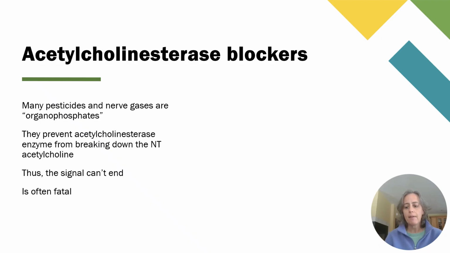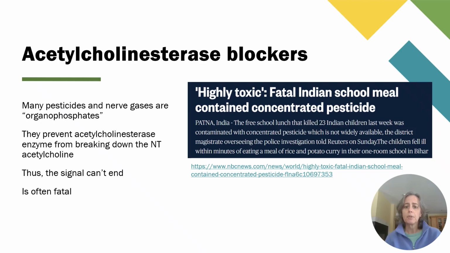Another example of this is there was a terrible accident in the country of India several years ago where the school lunch of some school kids was contaminated with pesticide. It was an organophosphate pesticide. And so what happened is all their synapses, when they released acetylcholine, they couldn't get it out. And 23 school children died. It was a horrific accident. And so these things are no joke, right? So it is important to get neurotransmitters out of the synapse. They cannot stay there forever.